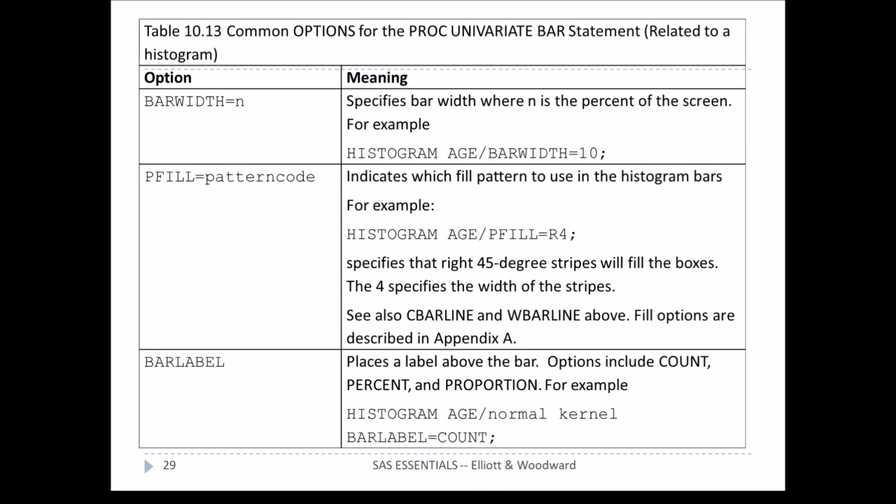All right, now let's look at some common options for the PROC univariate bar statement, which we're going to look at in a minute. These are the bars in the histogram, and we can specify the bar width. We can specify a pattern code. Again, these are in Appendix A, so we can have some sort of crosshatch pattern, for instance, or completely filled. We can have a bar label, which places a label above the bar, so we can, for instance, put counts above each bar to be clearer about how many counts are represented by each bar.